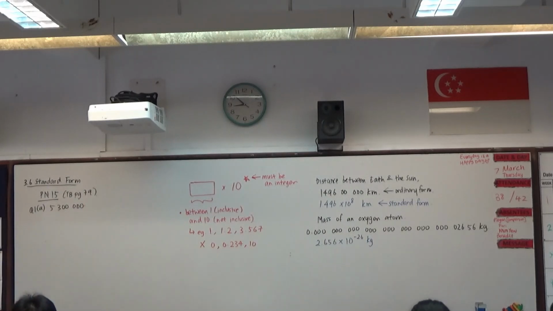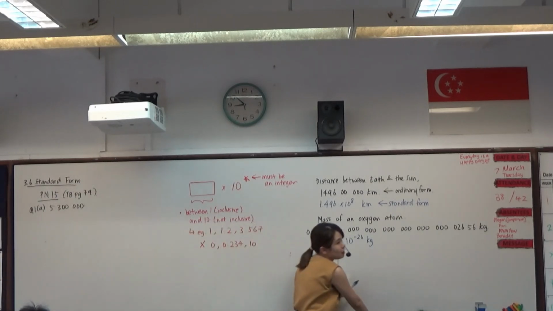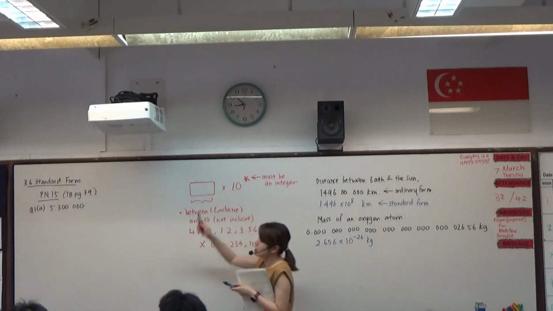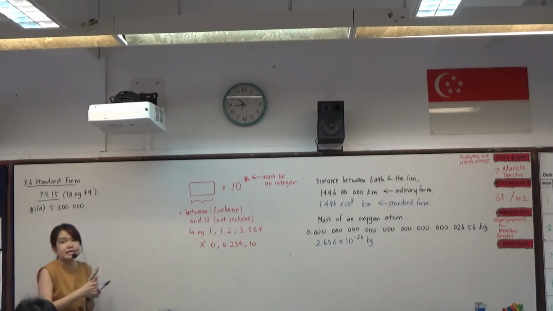Okay, let's start with a whole number. We have 5,300,000. Our agreement regarding standard form is that the number on the left of the multiplication sign must be a number between 1 and 10.